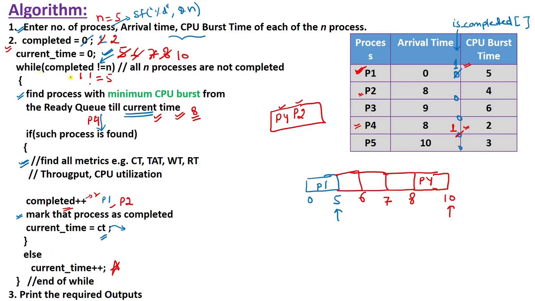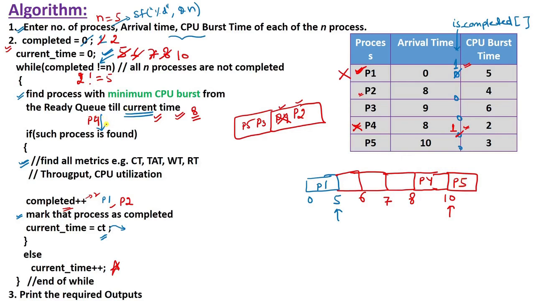Now again we'll go and we'll say 2 processes have been completed. Now come again till 10, which are the processes that have arrived. P4 has been completed, P1 has been completed. So till 10 we have P2, we have P3 also because it arrived at 9, and P5 also. So P2, then P3, and then P5 are in the ready queue. Now out of these processes, which process is having the least CPU burst time? So 4, 6 and 3. This 3 is the minimum. So we'll select P5.